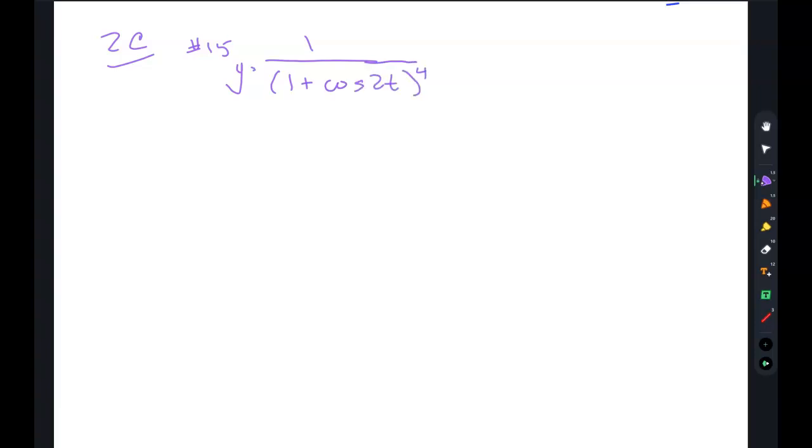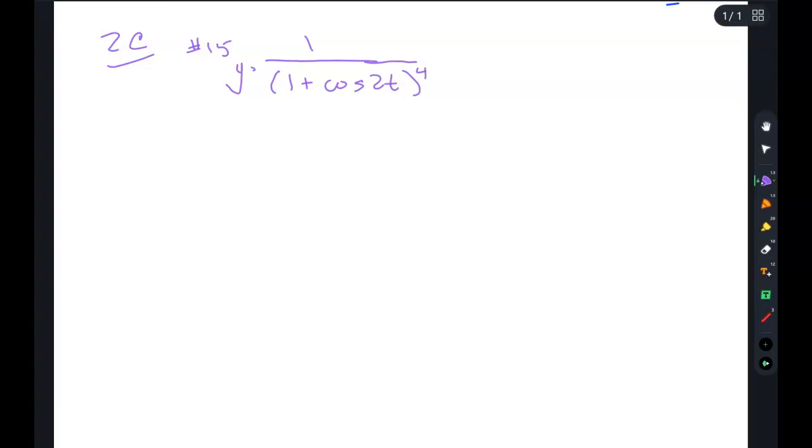Okay, so in homework 2C, the one that's due tomorrow, you've got number 15. So I just wanted to go over that. That was y equals 1 plus cosine of 2t all to the fourth power.